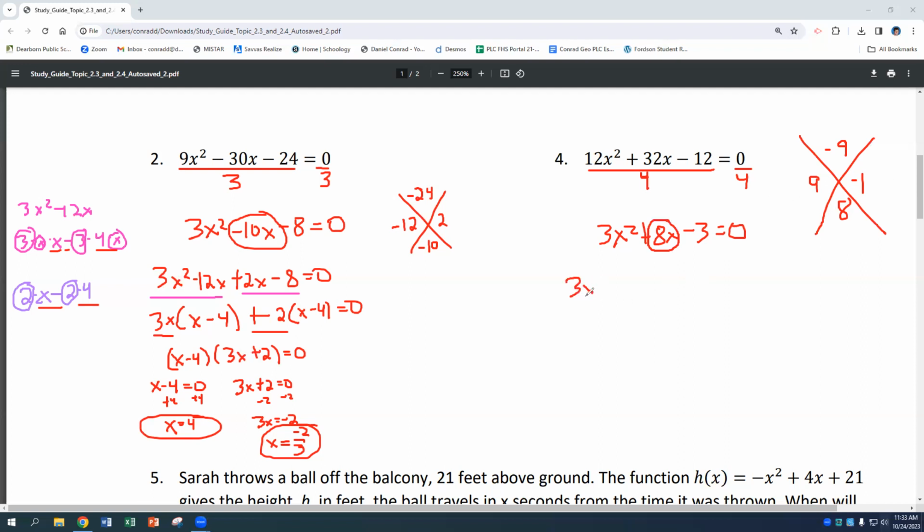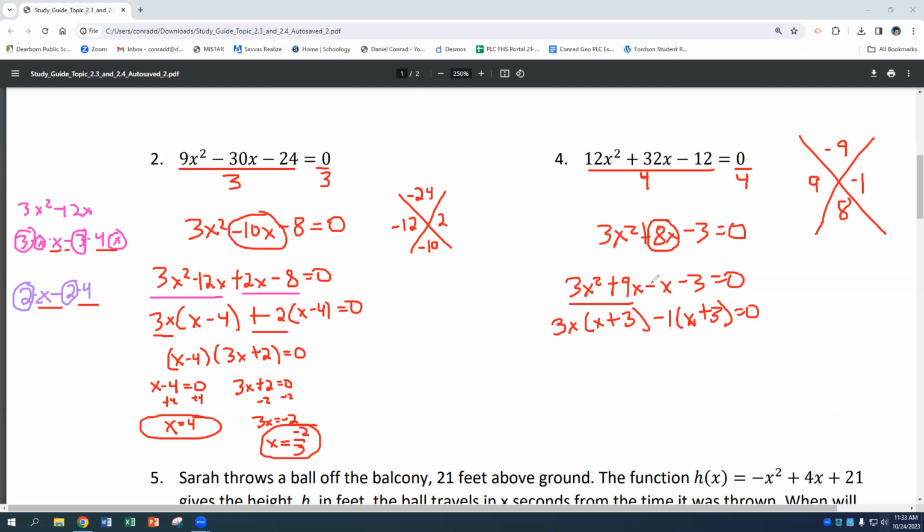So it's going to be 3x squared plus 9x minus x minus 3 equals 0. I'm going to factor the first two. So what I have in common is a 3x, which leaves an x plus 3. I'm going to factor out a minus 1, which is going to leave x plus 3.